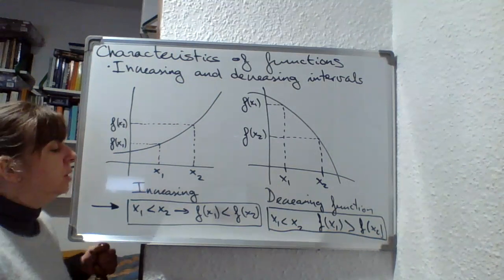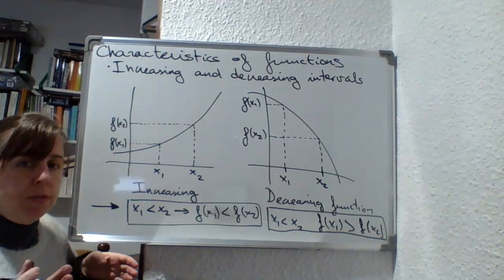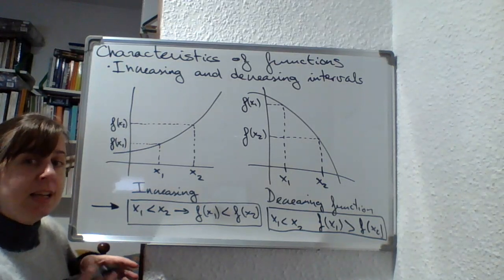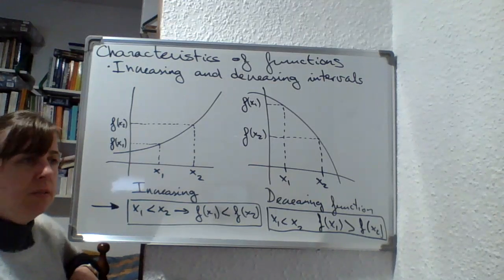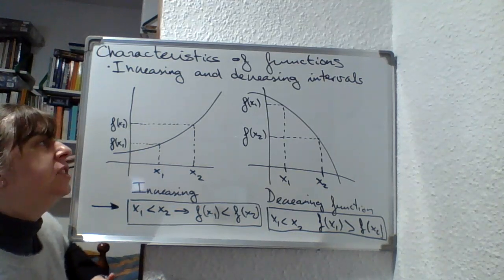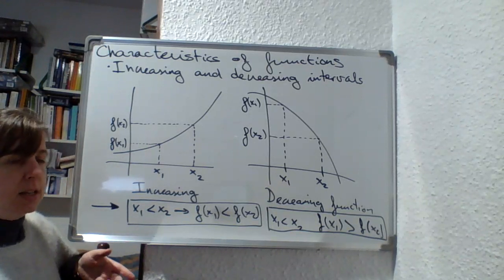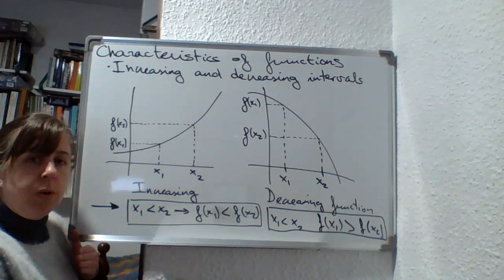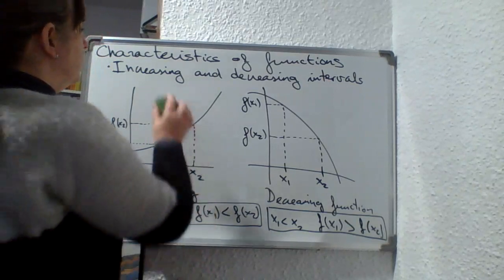In our own words, we can see that in an increasing function, the bigger the x, the bigger the value of the function. And in a decreasing function, the bigger the value of x, the smaller the value of the function. Okay? In general, a function is not going to be all the time increasing or all the time decreasing. In general, a function will alternate intervals where the function is going to be increasing and intervals where the function is going to be decreasing.